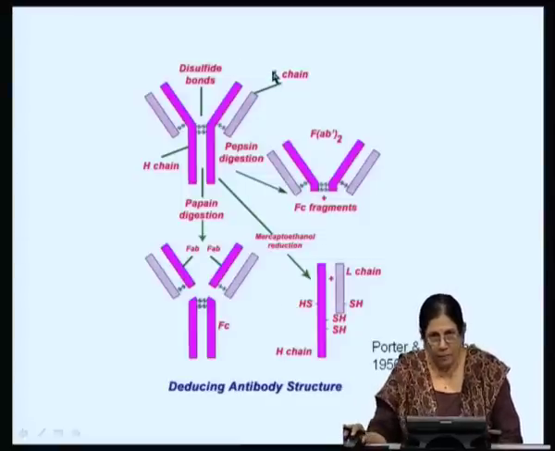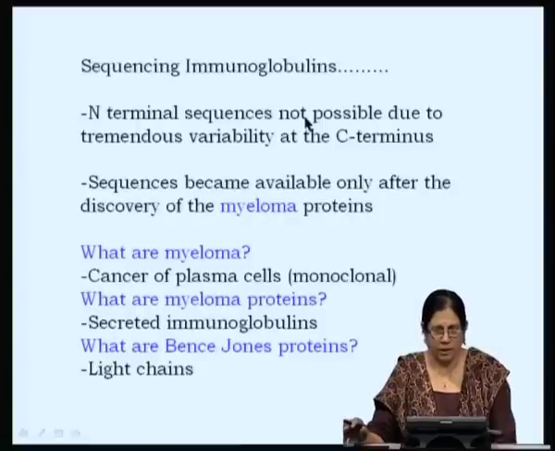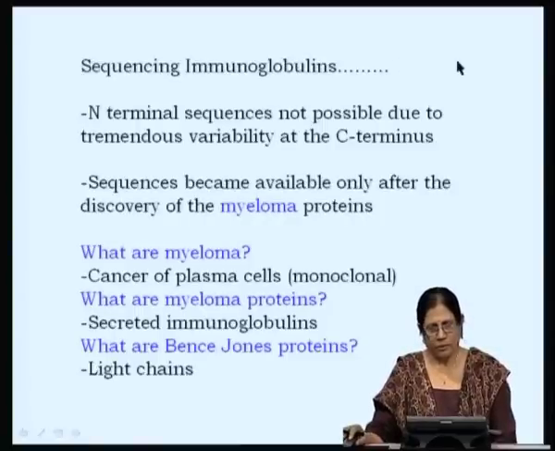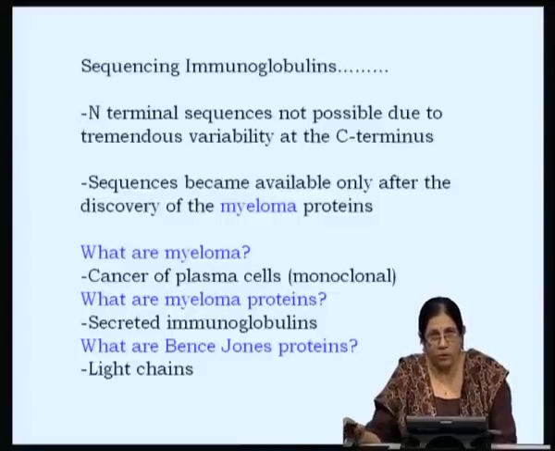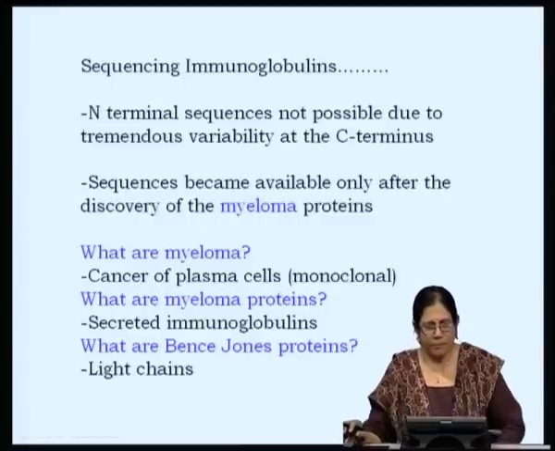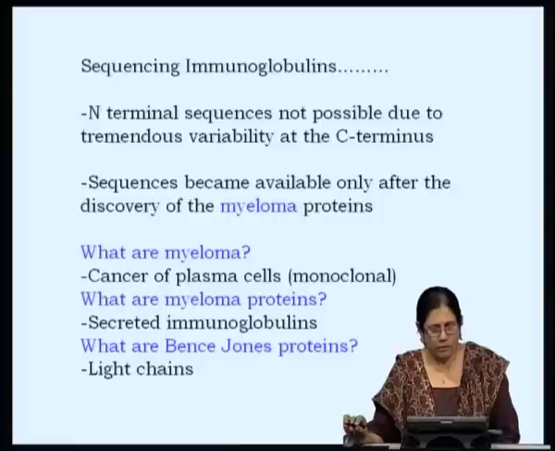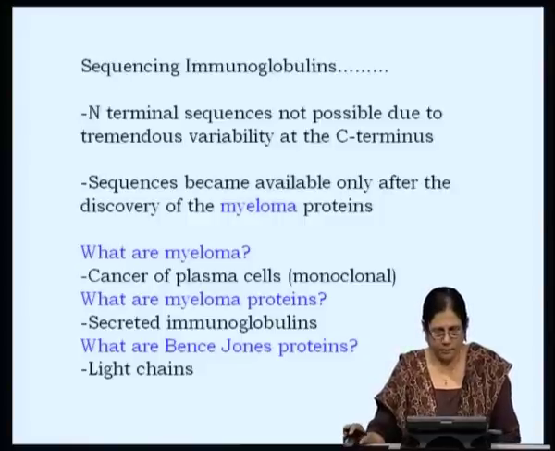Now, this was quite remarkable considering the time at which they were working in trying to elucidate the structure of immunoglobulin. Already in the 1930s, sequencing of protein, the methodology at least, came to be established. So, scientists started to sequence immunoglobulins.